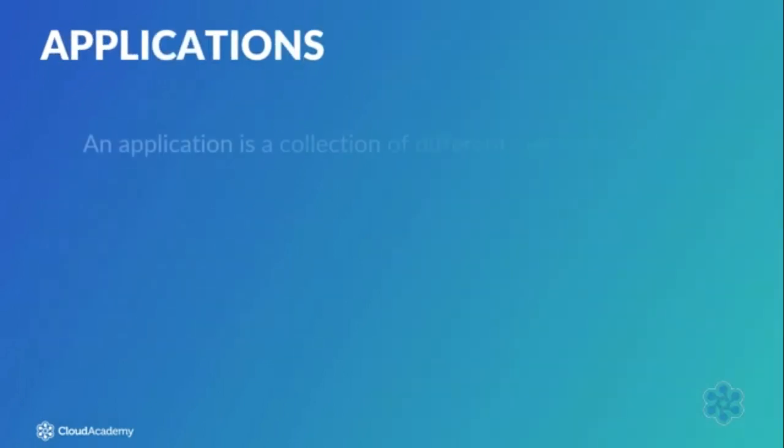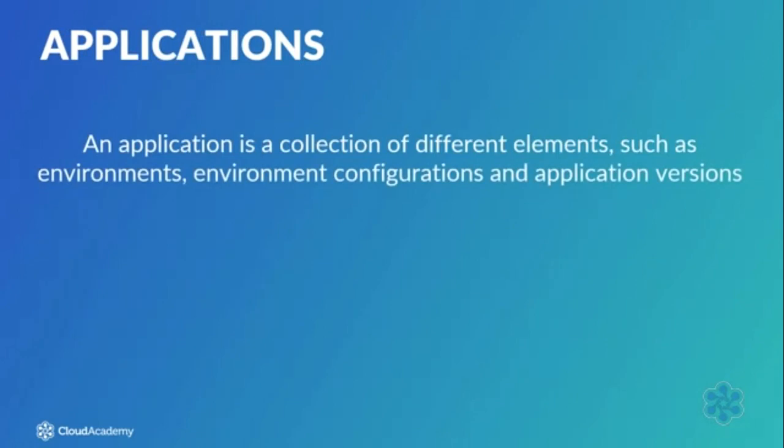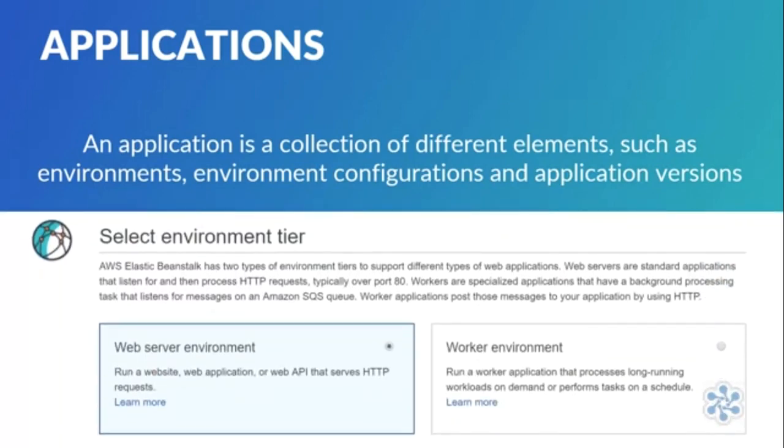Applications. Within Elastic Beanstalk, an application is a collection of different elements, such as environments, environment configurations, and application versions. In fact, you can have multiple application versions held within a single application. You can deploy your application across one of two different environment tiers, either the web server tier or the worker tier.